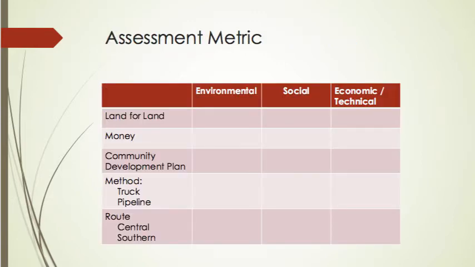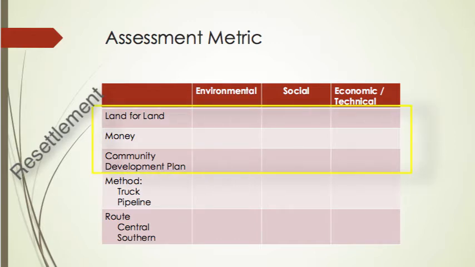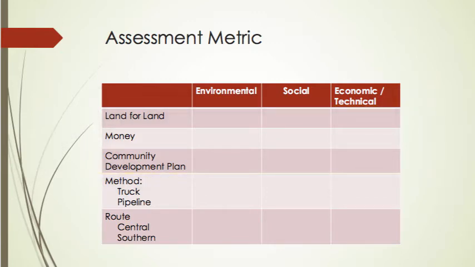So here's the assessment metric. The resettlement policy breaks down into three options. There's land for land, give them a settlement of money, or actually do a fairly detailed community development plan. So we're going to look at those first, the resettlement policy. The money option was basically the option to drop $35,000 per family on these folks.